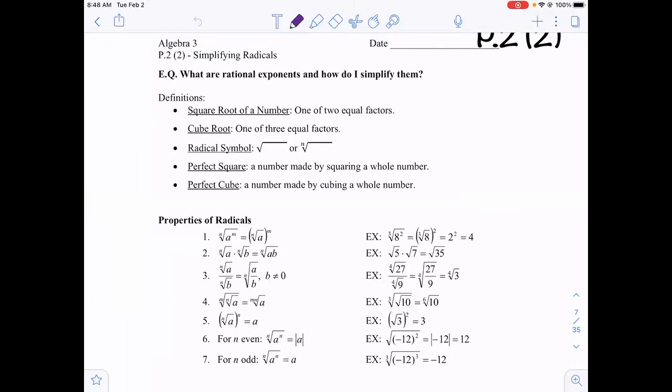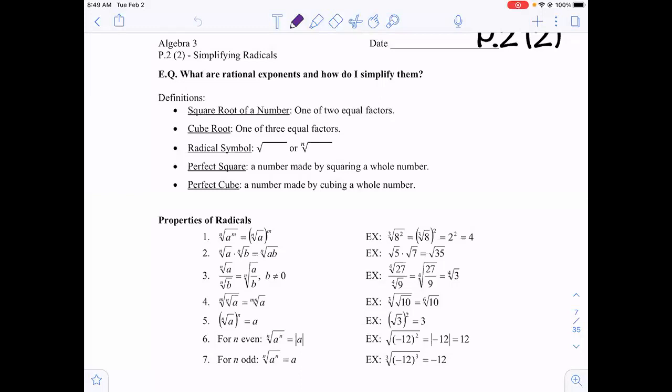We have perfect square, which is the fourth definition down, a number made by squaring a whole number. So like the square root of 36 is a perfect square because we can take the square root of it evenly. A cubed root is one of three equal factors, so the cubed root of 8 is 2 because 2 times 2 times 2 is equal to 8.